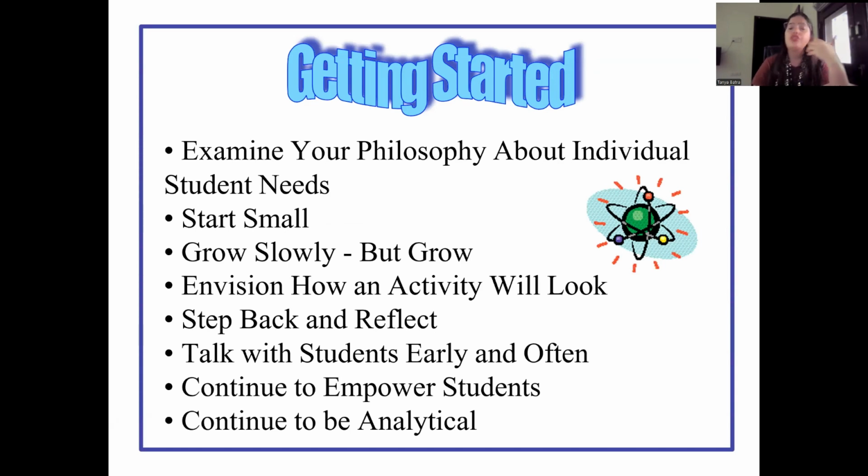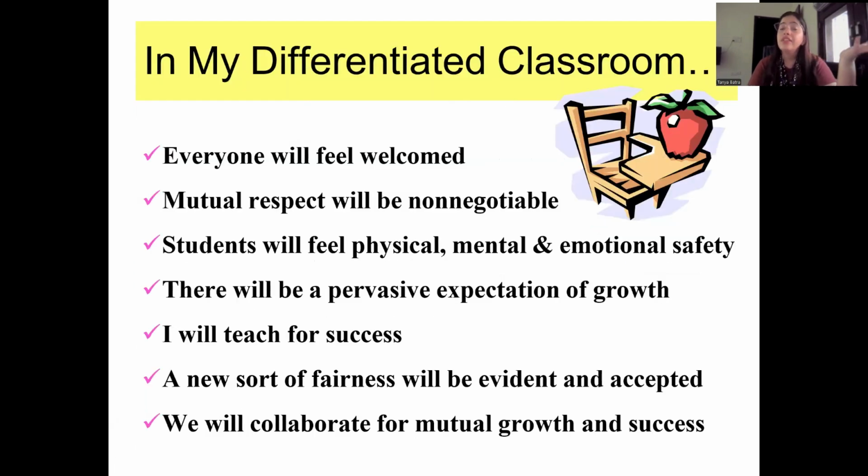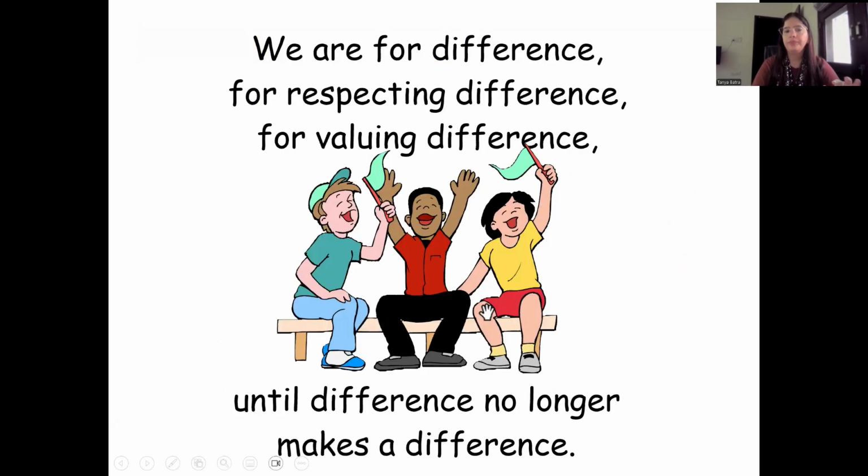Step back and reflect. Talk with your students, take advice, take suggestions from your students, continue to empower your students, continue to be analytical. In my differentiated classroom, everyone should feel welcomed, mutual respect will be non-negotiable. Students will feel physically, mentally, and emotionally safe. There will be a pervasive expectation of growth. I will teach for success, a new sort of fairness. We will collaborate for mutual growth and success and understanding.